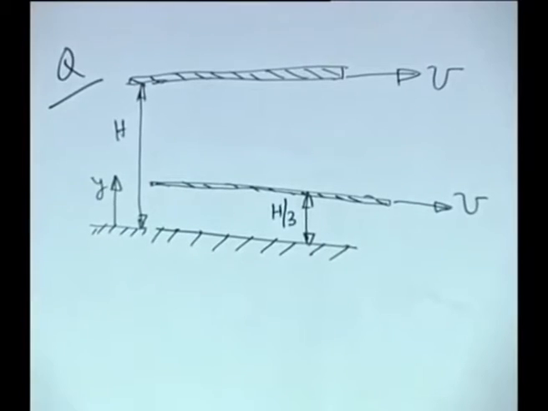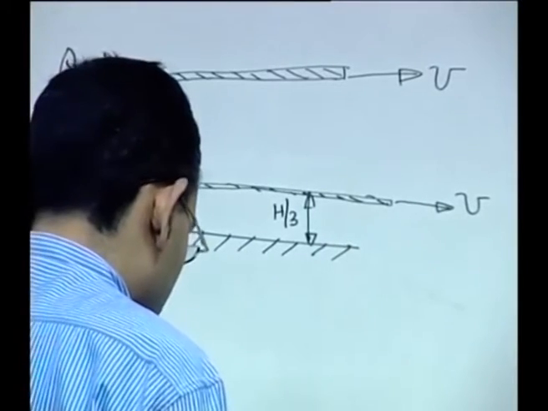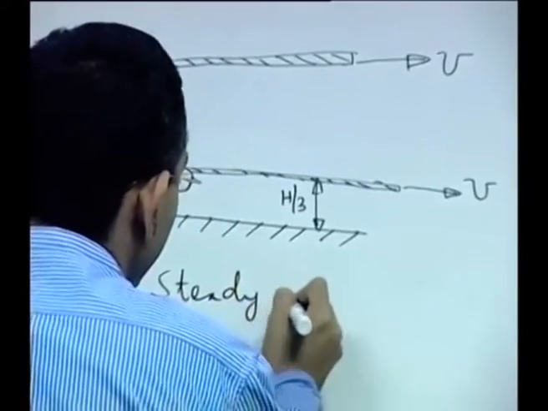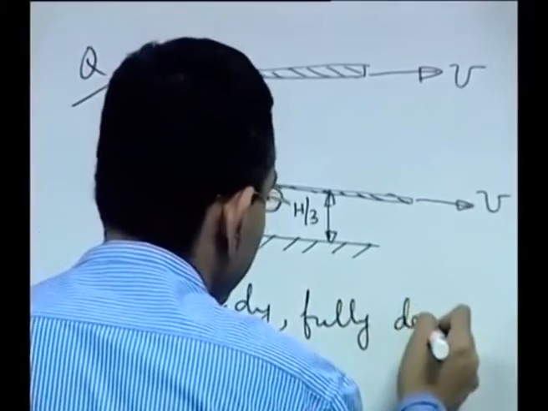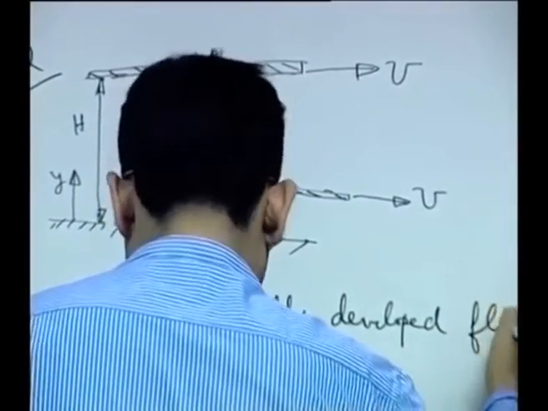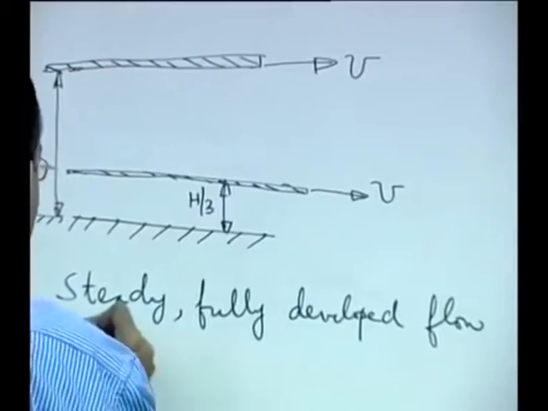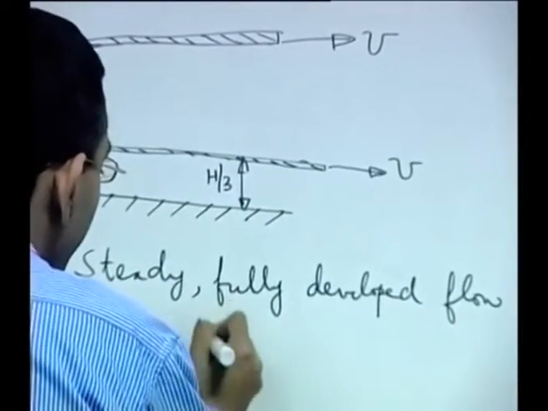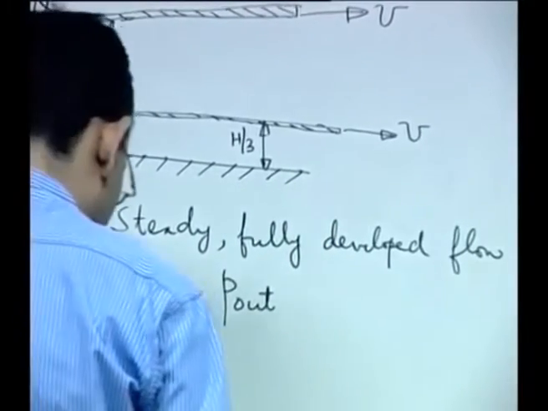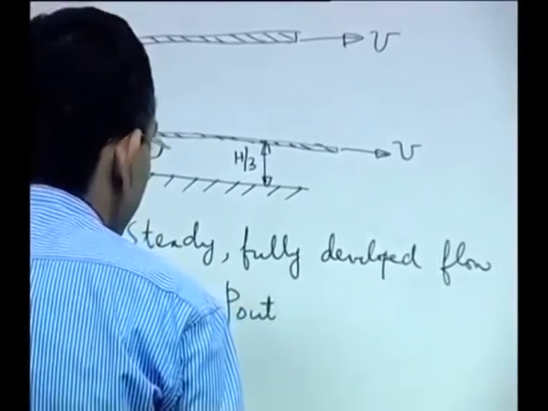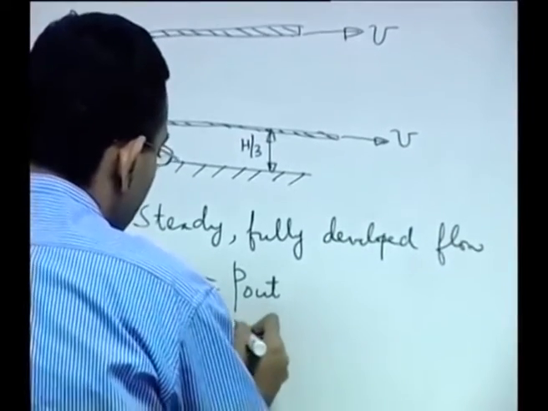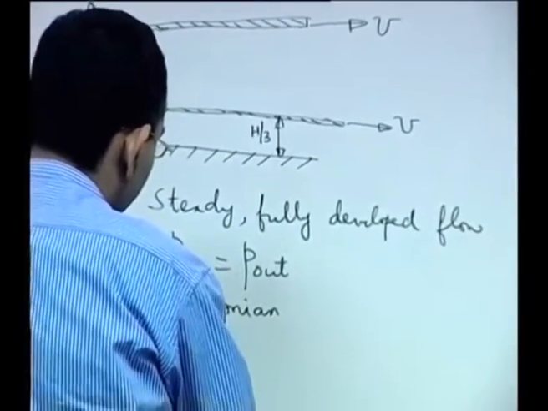So, the description of the flow is as follows. You have steady fully developed flow between the plates with the inlet pressure same as the outlet pressure. Assume the fluid to be Newtonian and of uniform viscosity.